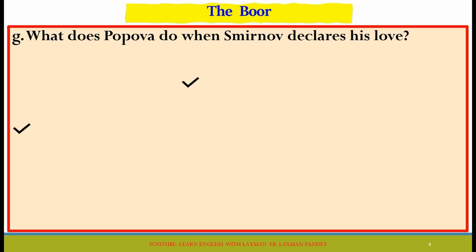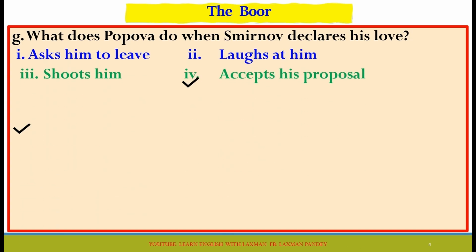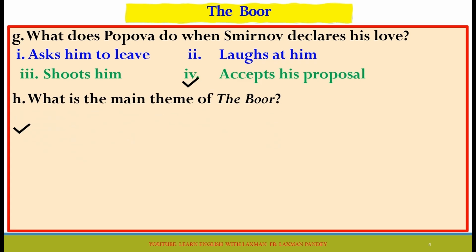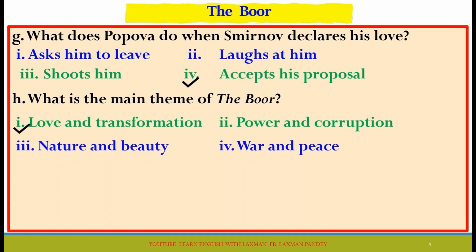What does Popova do when Smirnov declares his love? Asks him to leave, laughs at him, shoots him, accepts his proposal. Correct answer. Accepts his proposal. What is the main theme of The Boor? Love and transformation, power and corruption, nature and beauty, war and peace. Correct answer is love and transformation.